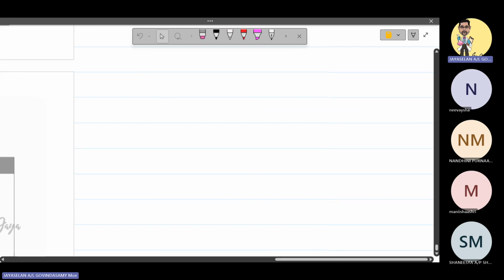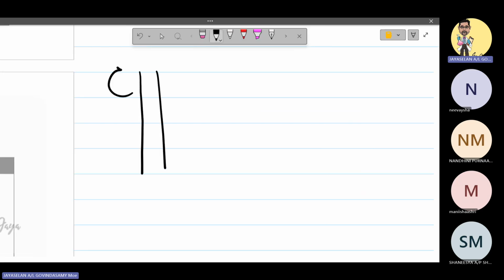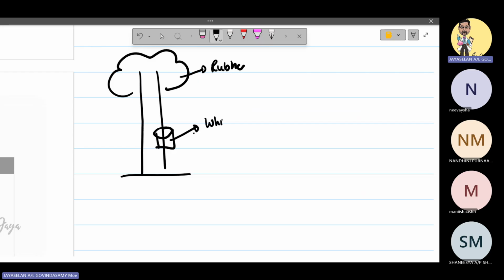So you know this one, right? The rubber tree. This one has an essay question, so be careful, you must remember. The bark of the rubber tree produces latex. This latex is a white colloidal liquid.